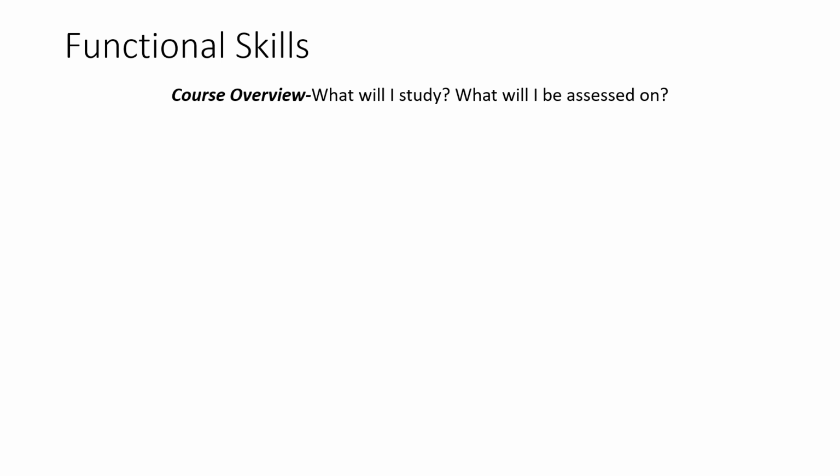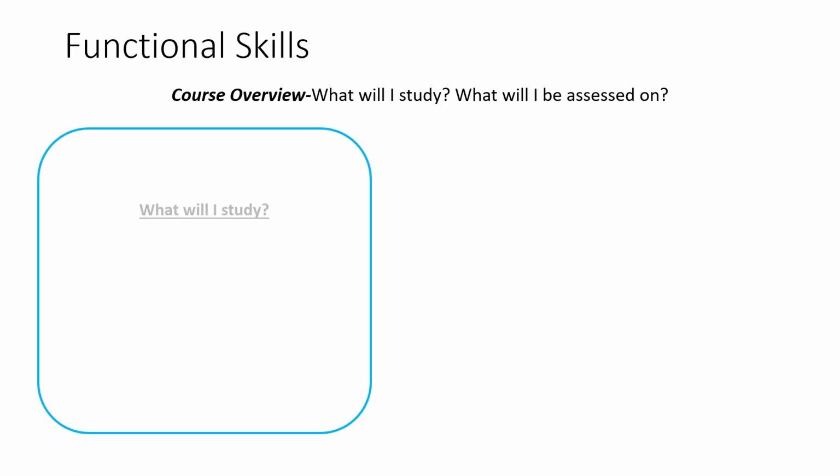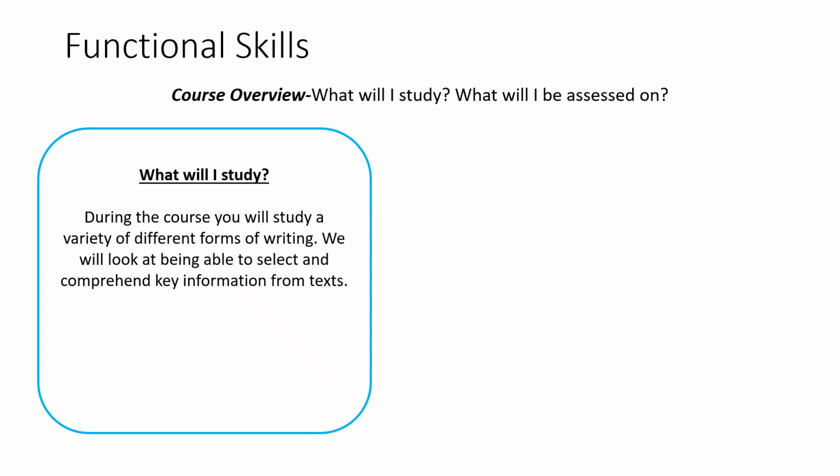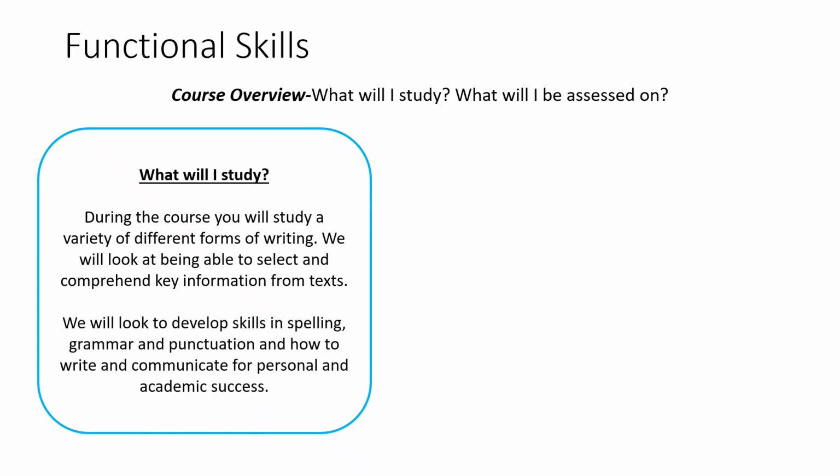Course overview. What will I study and what will I be assessed on? So first of all then, during the course you will study a variety of different forms of writing. We'll look at being able to select and comprehend key information from texts. We will also look to develop skills in spelling, grammar and punctuation, and how to write and communicate for personal and academic success.